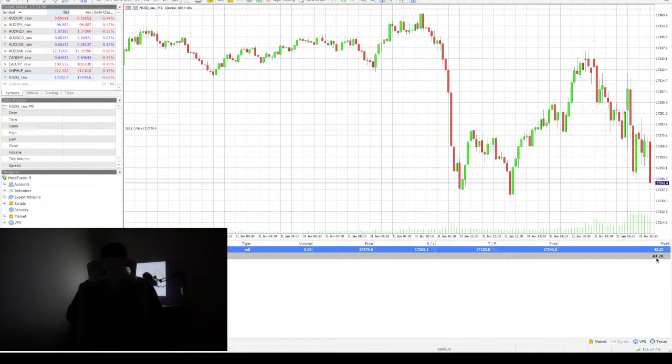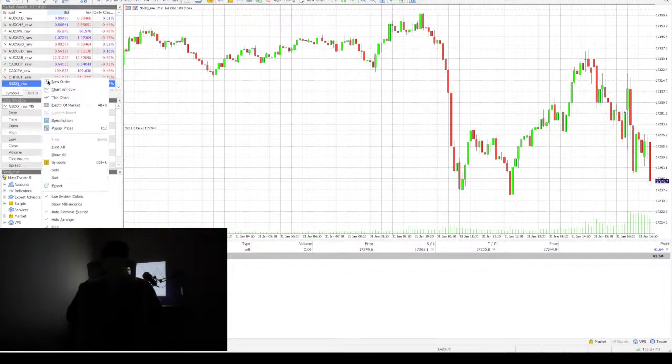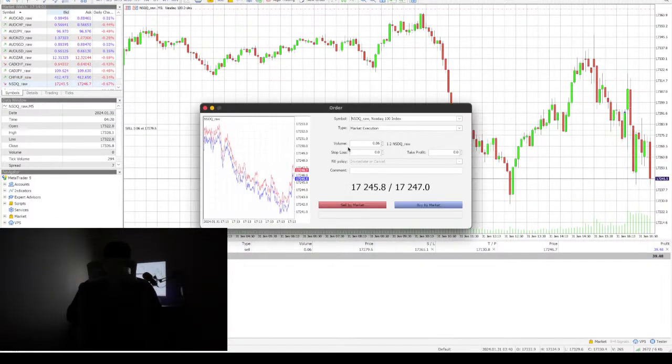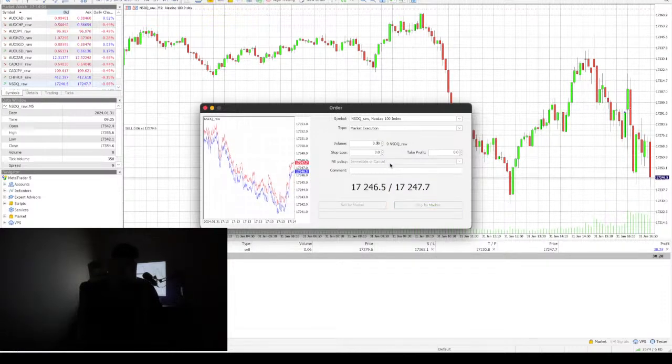This is the trade live which is running right now. It is $44 in profit. Let's keep our order ready. If required, we'll place a very small position, just 0.1.